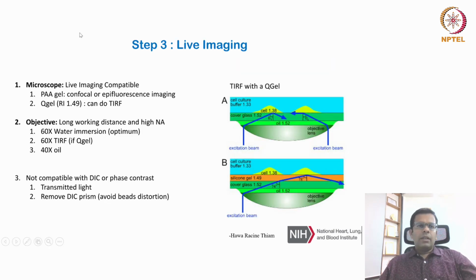Okay, now the third step is the microscopy. A live imaging compatible microscope is required, and for PA gel you need a confocal or epifluorescence microscope. For Q-gel you can use TIRF mode. For the objective, generally you need long working distance and high numerical aperture objectives. The 60x water immersion is optimum, or 60x TIRF if you are using a Q-gel, and a 40x oil immersion objective can be used. It is not compatible with DIC or phase contrast, so remove the DIC prism, and it cannot be used with transmitted light. Only under the fluorescence mode you can use this.